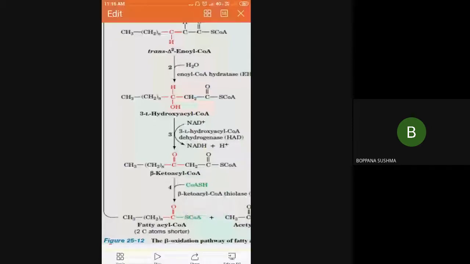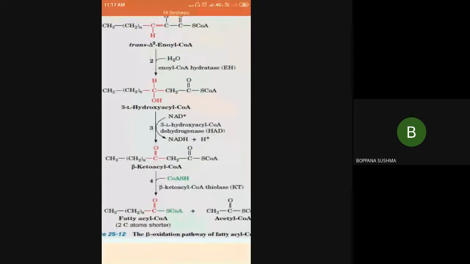Understood? In the fourth step, the cleavage step, coenzyme A in the form of COSH is attached to the C double bond O at the red point. So that gives fatty acyl CoA, and the remaining CH2 C double bond O S CoA is removed in the form of acetyl CoA. The CH2 group is converted into CH3 after breaking the bond. In this way, fatty acyl CoA plus acetyl CoA is formed.